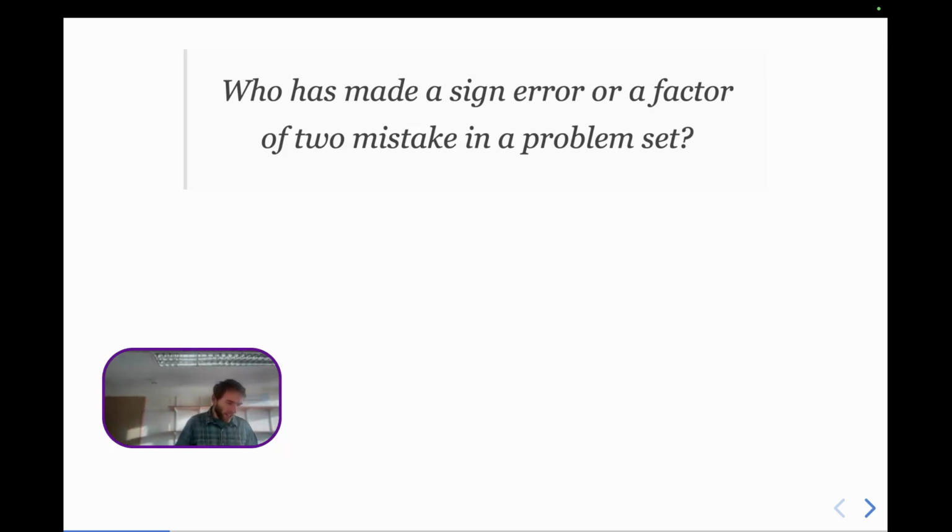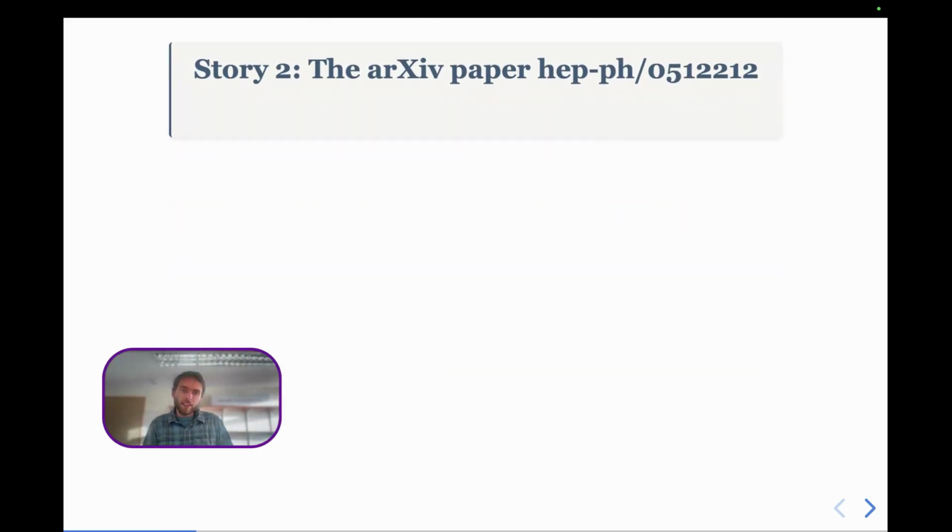So if you're an undergrad, you've probably made these sorts of mistakes in problem sets, but these sorts of mistakes happen not only at the level of undergraduate or master's students, but unsurprisingly, they happen in research level physics as well. And to demonstrate this, I want to tell you a story about a paper.